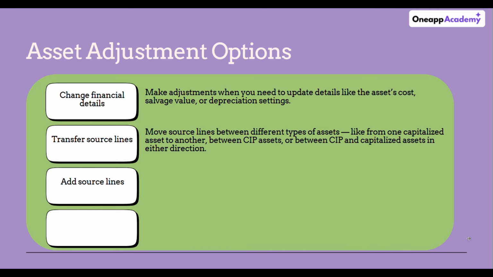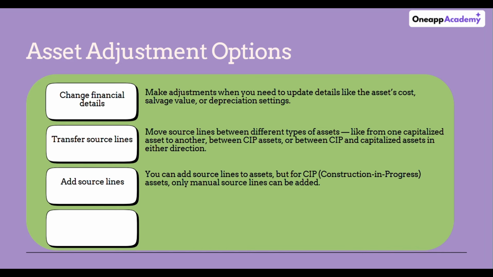We can also add source lines as well. So if we take an existing asset that is already stored in the asset application, we can take a new source line that has recently been imported from payables using mass additions, and we can add that source line to the existing asset. So this is another type of asset adjustment.